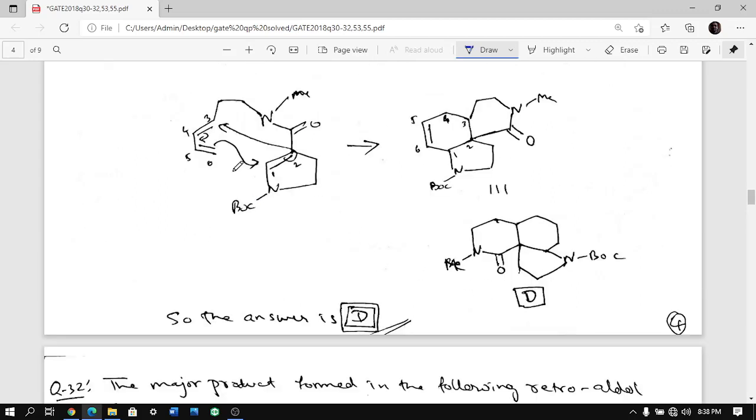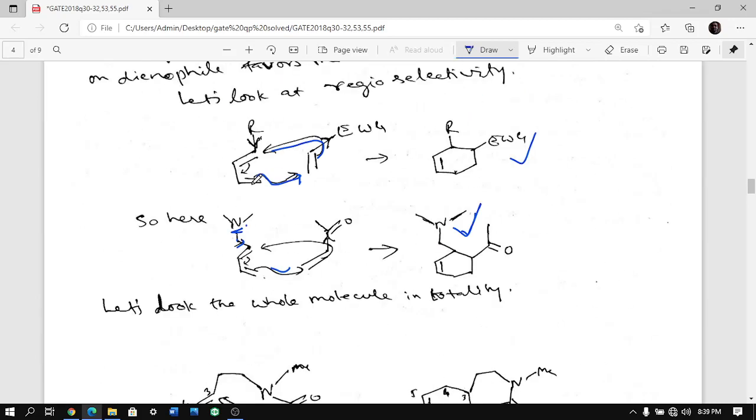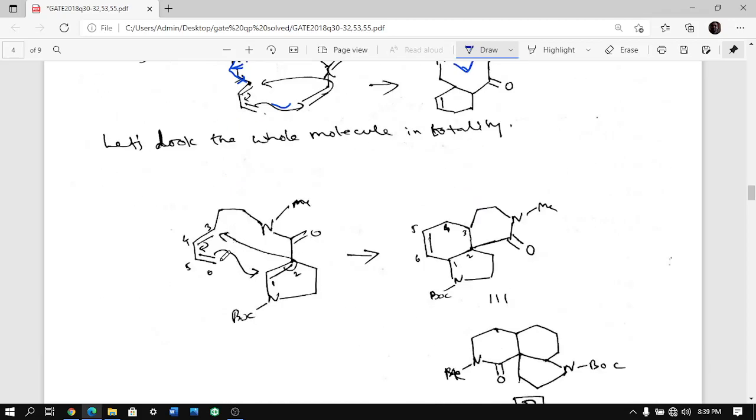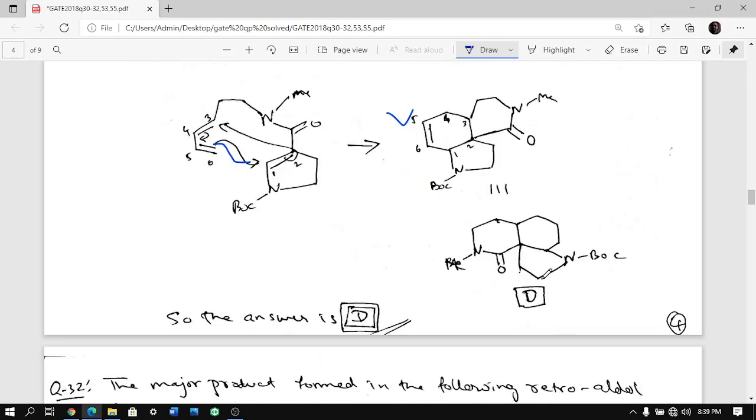If you look at it in totality, the molecule will be like this; there is one more CH2, I missed it, so please be careful about this. And if you look at here, this one goes and attacks here, this goes and attacks here, you get this, and you're getting this product. So the answer is D.